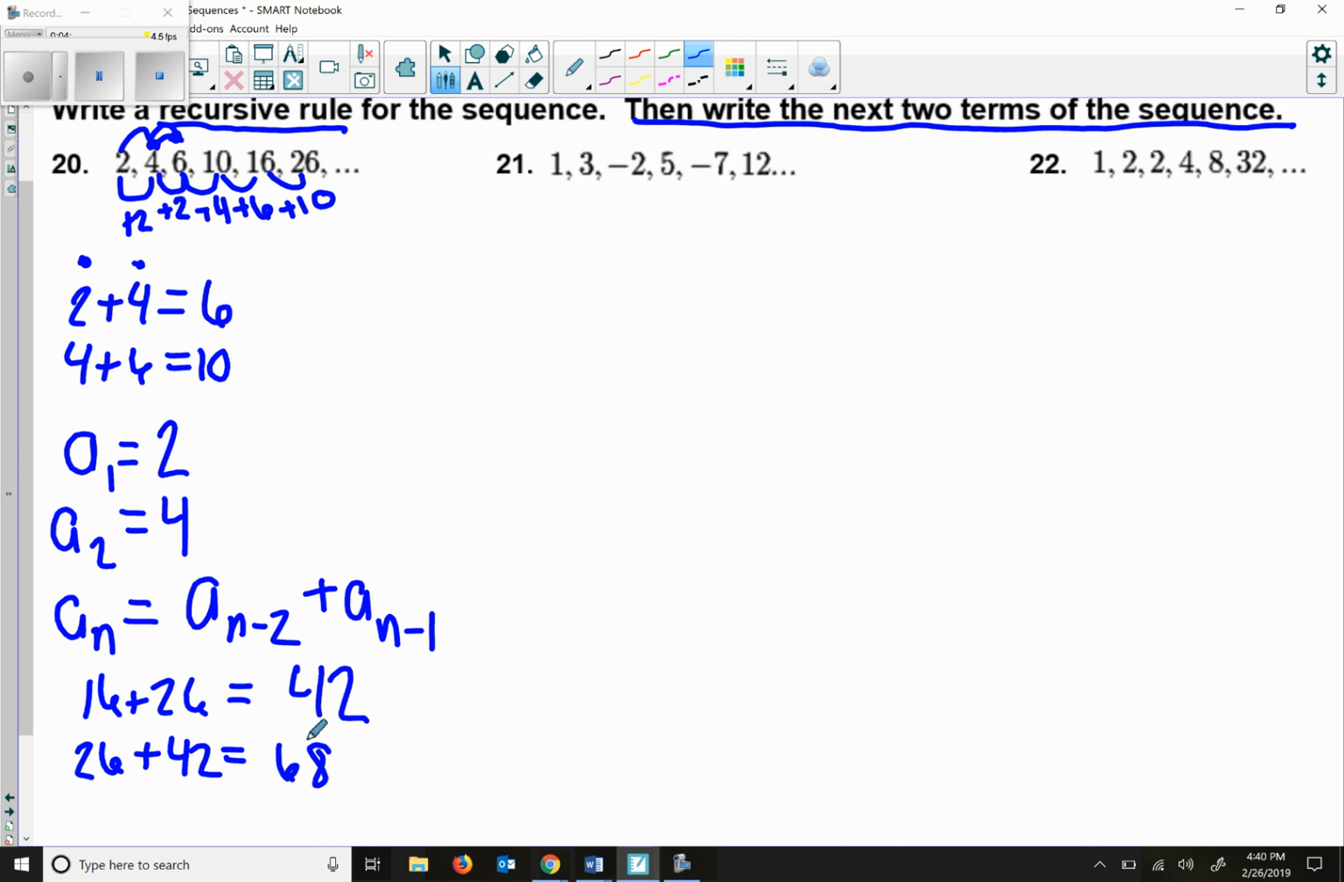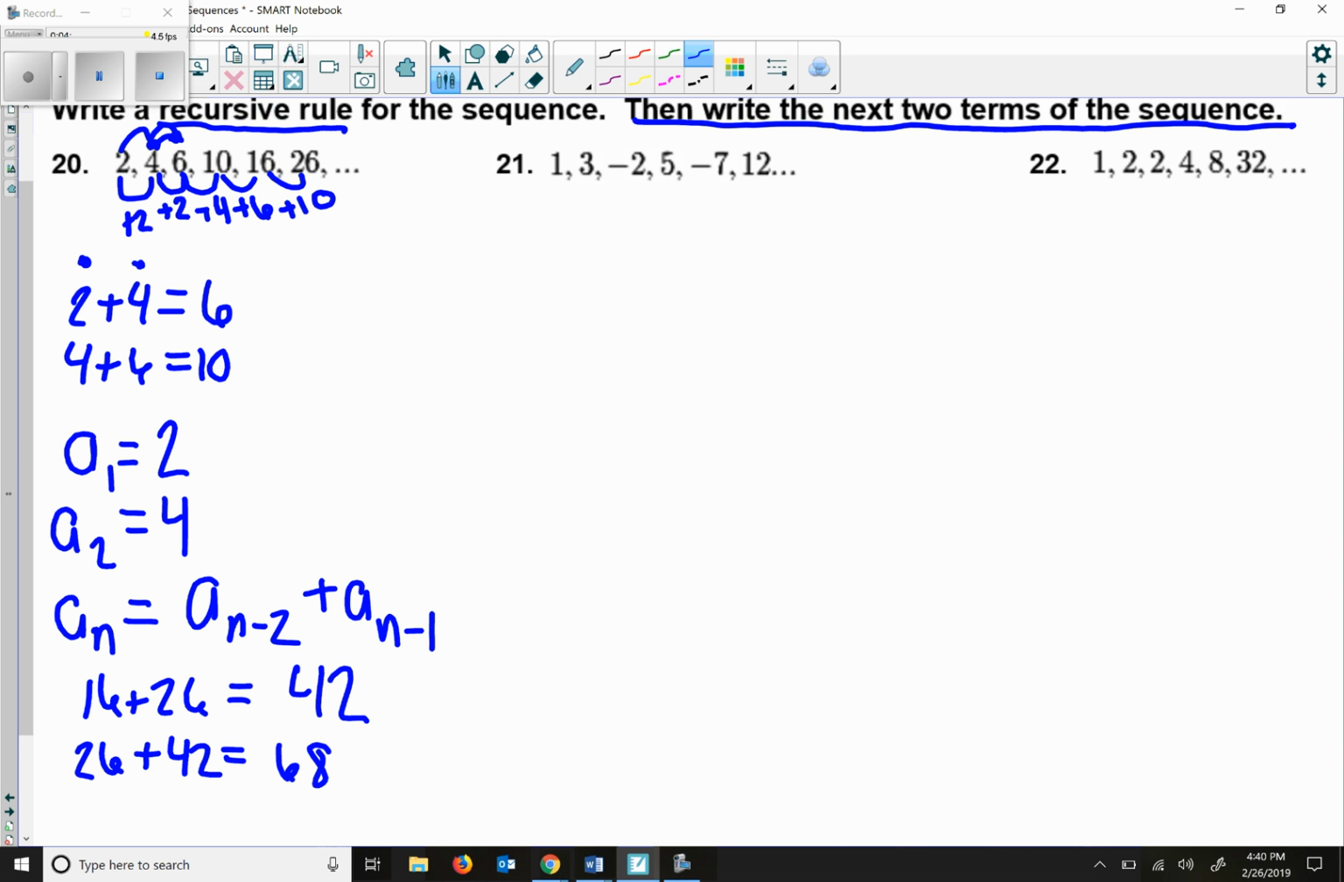If you're feeling very motivated and you want to try number 21 on your own, go ahead, pause the video. See if you can figure out the next one or even the next 2 on your own. That would be really cool. But for 21, we're looking at it and saying, going from 1 to 3, normally you would just add 2. And then here's the real kicker, going from 3 to negative 2. That's kind of weird. What's the pattern there?